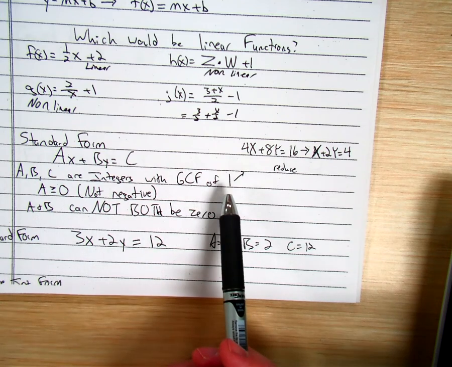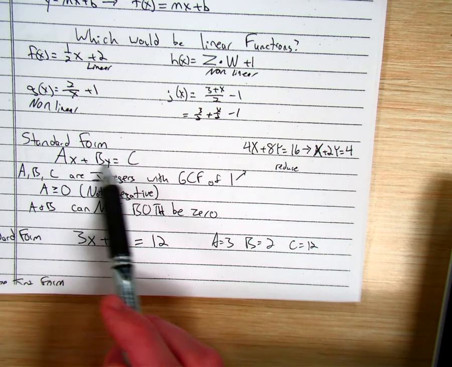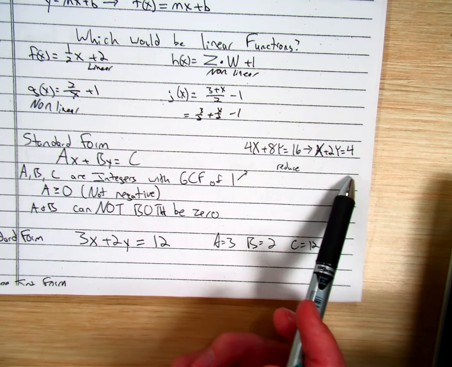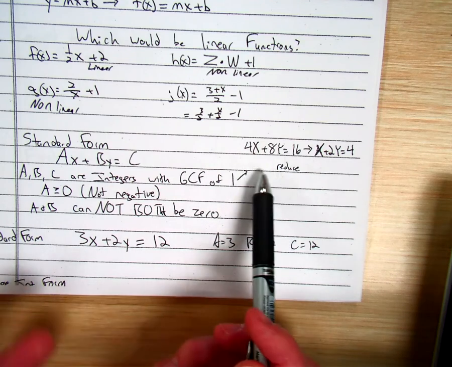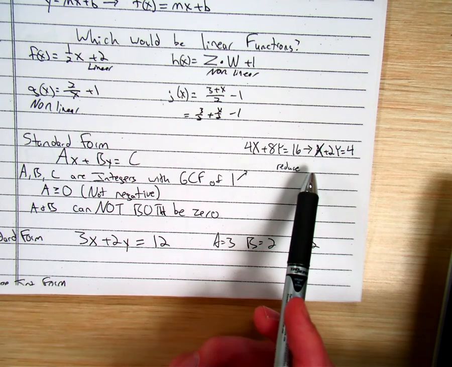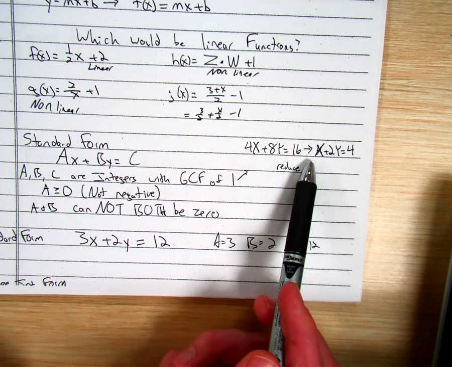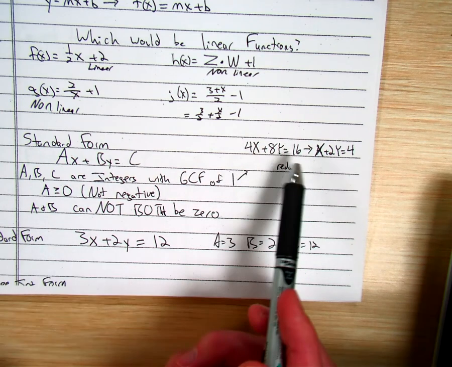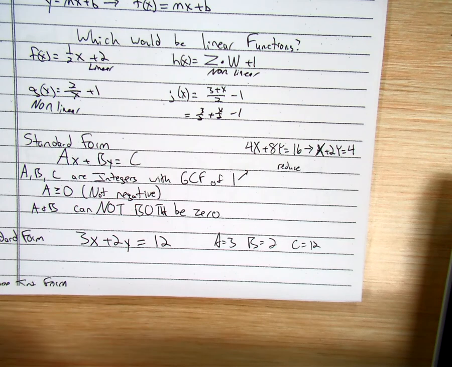What does GCF, greatest common factor of 1, mean? All 3 of those numbers, A, B, C, you can't divide anything else out. So if you can reduce, reduce. Like this example here, 4x plus 8y equals 16. Currently, the GCF would be 4. 4 goes into all 3 of them, so I can divide everything by 4. And now I'm down to 1x plus 2y equals 4. So kind of reduce it if you can.